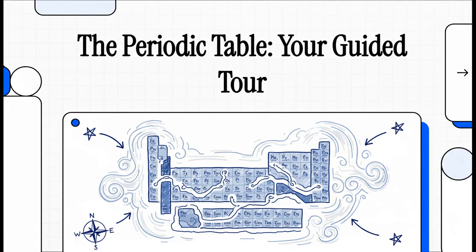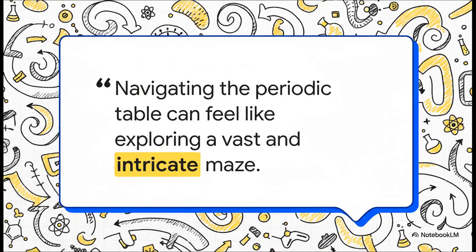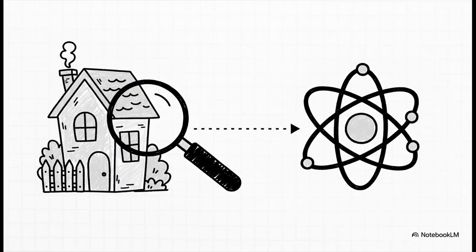The periodic table. Looks confusing, right? Let's turn that chart into an easy-to-use map you'll actually get. Yeah, it can totally feel like a maze, but think of it more like a storybook for everything that exists. So, to get the big picture, we gotta start really small.